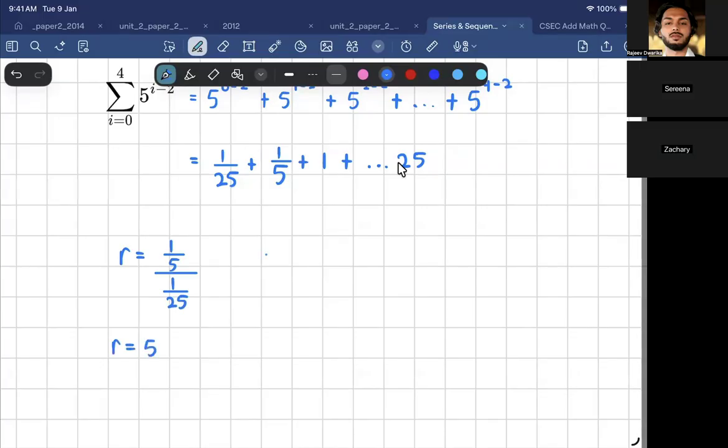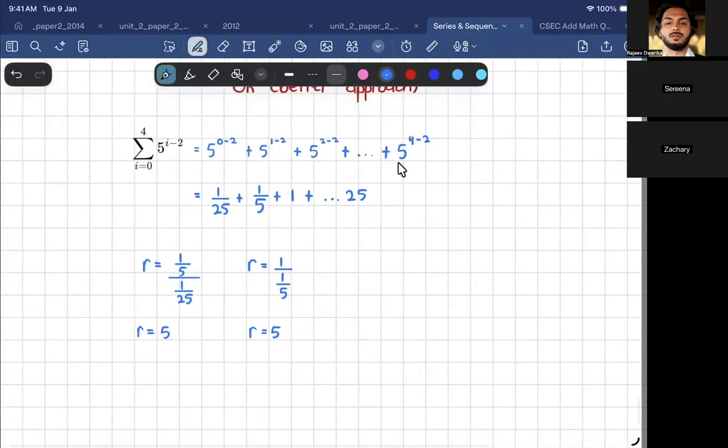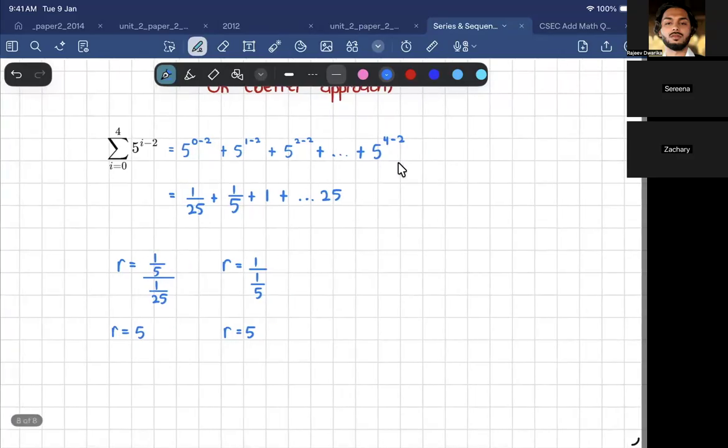Right, you get 5. And you cannot just do it for one. It's a common ratio for a reason. It means that it's common between all consecutive terms. So then you could try 1 divided by 1 over 5. What would you get? 5. All right, cool. So Zachary, by doing this, we could clearly see that this is a what?